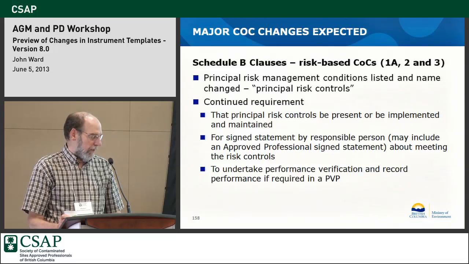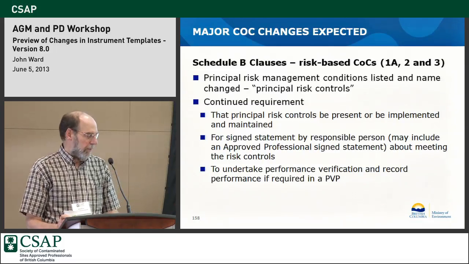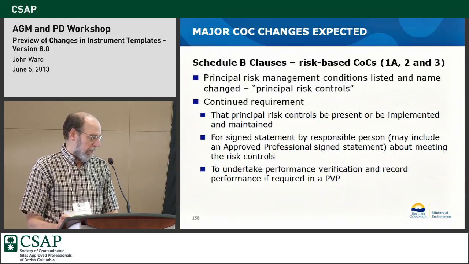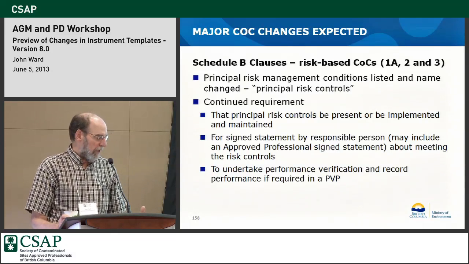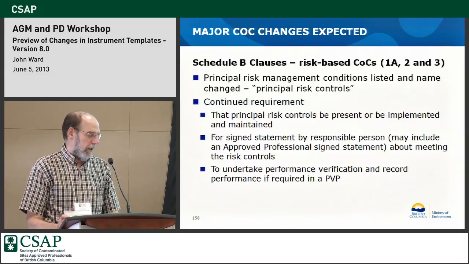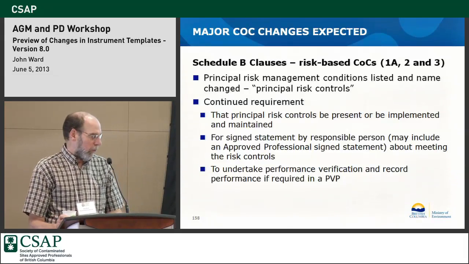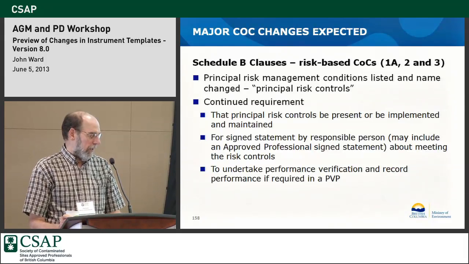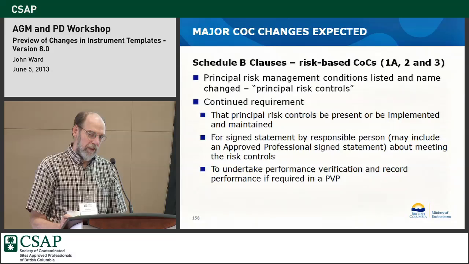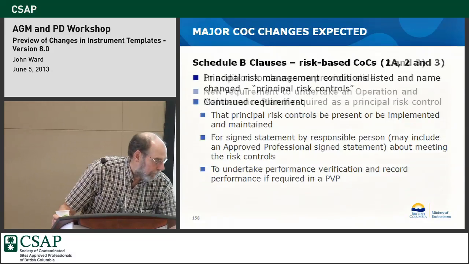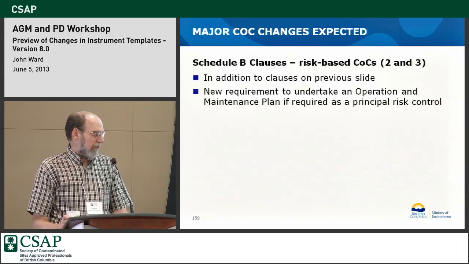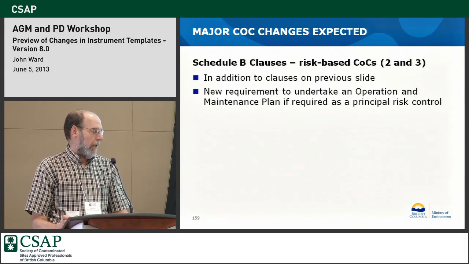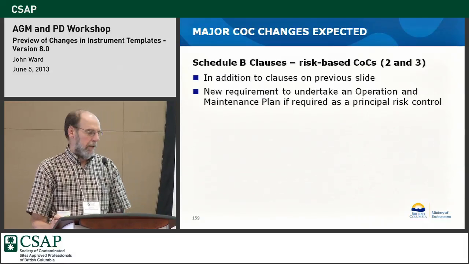And we're continuing with the 3 requirements: that those controls be present or implemented and maintained, that approved professionals sign off on those, about meeting those controls, and that if there's a performance verification plan required, then that'll be cited as a condition in the Schedule B. Risk-based CFCs for types 2 and 3, those 3 clauses I just mentioned, plus there may be a requirement to undertake an operation and maintenance plan if it's part of the principal risk controls.